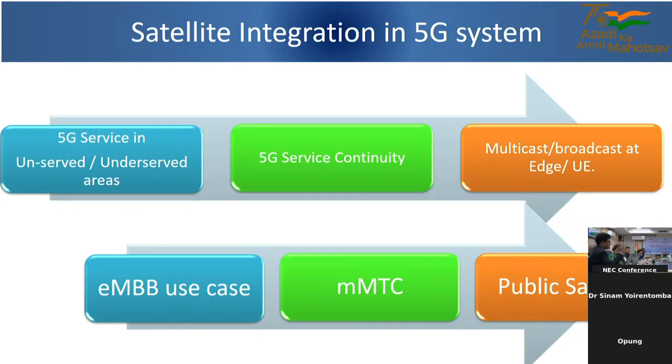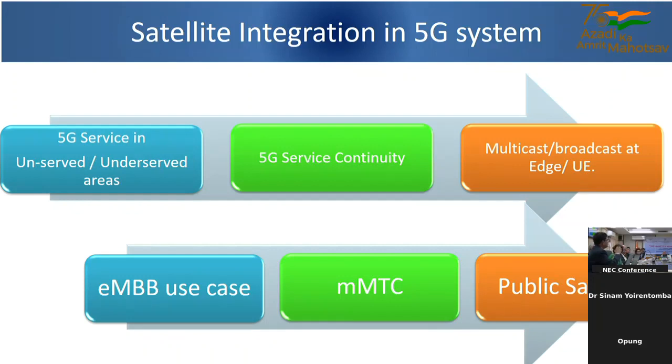So what are the different use cases which I talked about that will be served? eMBB, of course, enhanced mobile broadband, satellite will help us. mMTC, that is sensor network. As we know, sensor networks will mostly be in remote areas in the agricultural field. And many a times you may not have terrestrial coverage. So there, satellite can actually play a role.